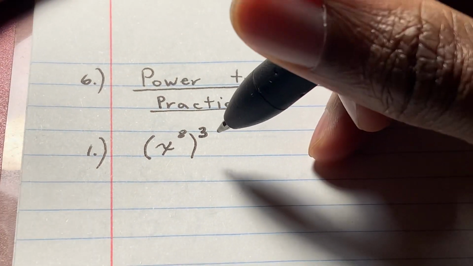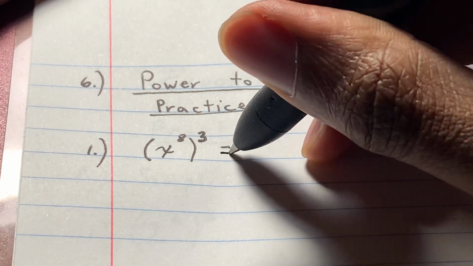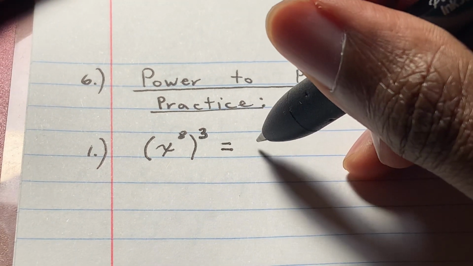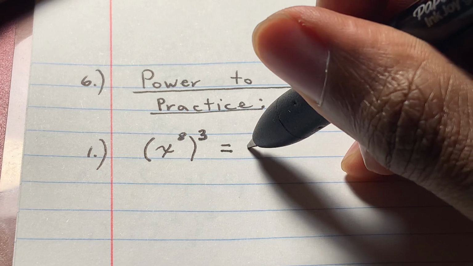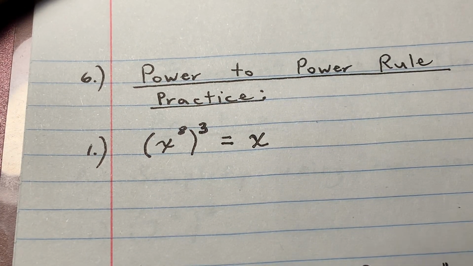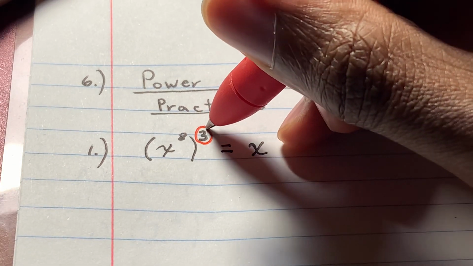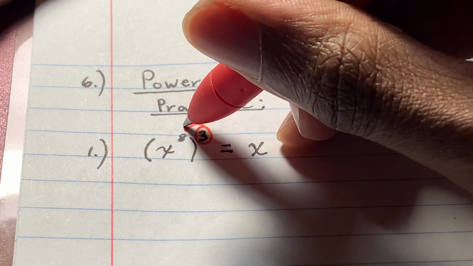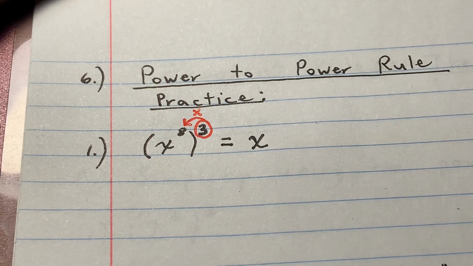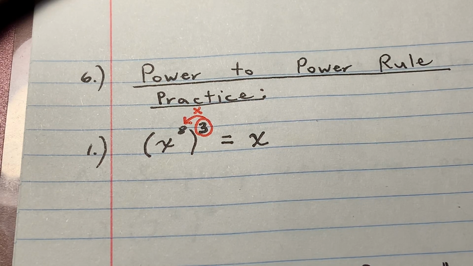So, x to the 8th power raised to the 3rd power. Someone talk to me right now. I can hear you through the video. Don't worry. Okay, someone just said, Mr. Barbier, I keep the base the same. Okay, and we're going to multiply the outside exponent by the inside exponent. And we're going to get what? Okay, someone said x to the 11th power.